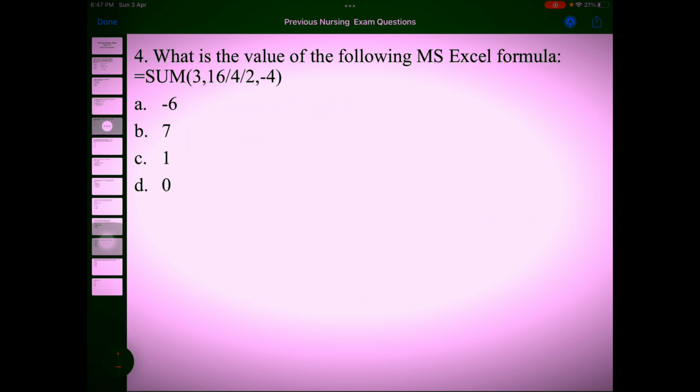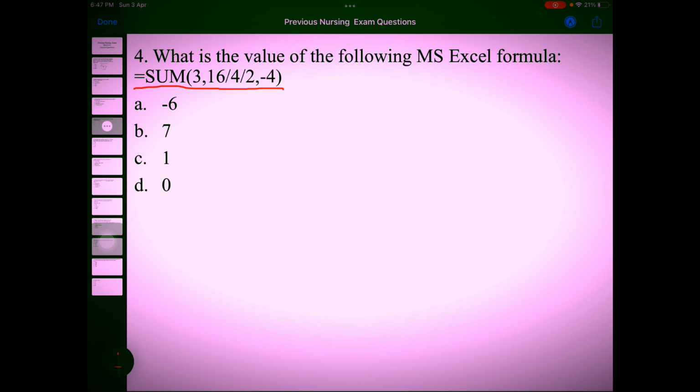Question number 4. What is the value of the following MS Excel formula? Equal sum, bracket, 3 comma 16 by 4 by 2 comma minus 4, then bracket. The given options are option A -6, option B 7, option C 1, option D 0.